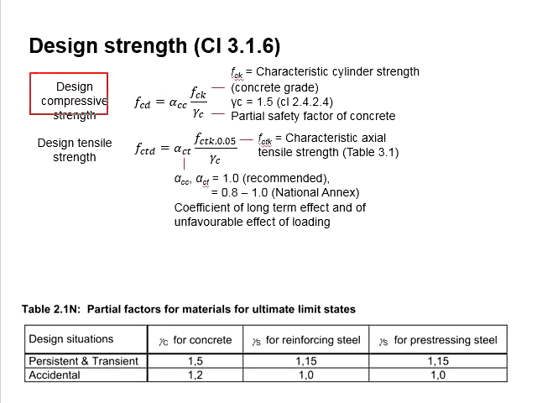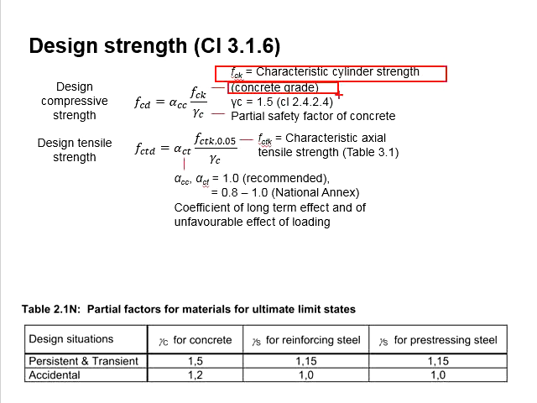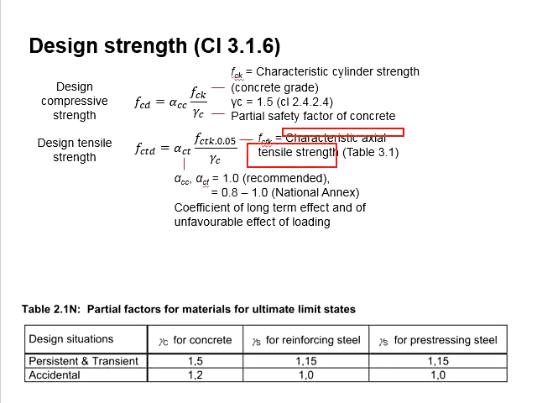The design compressive strength and design tensile strength are governed by the characteristic cylinder strength and also the characteristic axial tensile strength of the concrete. The characteristic cylinder strength is represented by the concrete grade. As for the characteristic tensile strength, fctk, it is obtained from Table 3.1 as a function of fck.